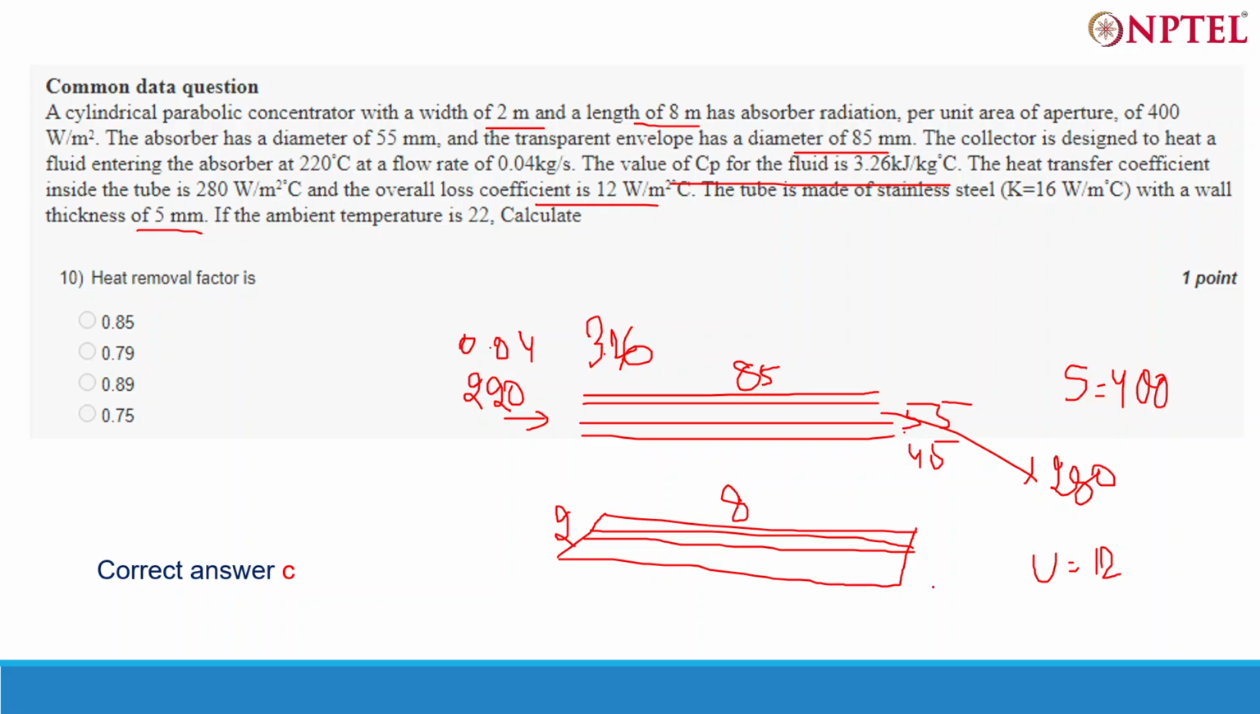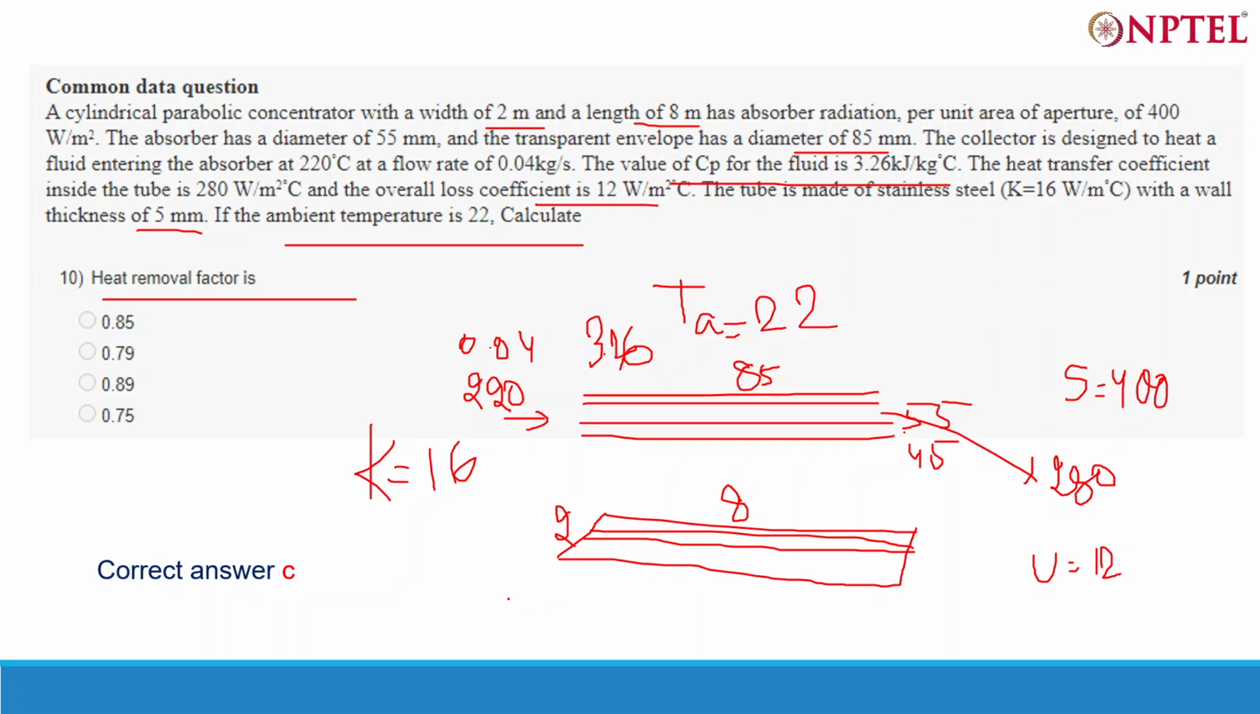The tube is made of stainless steel of thermal conductivity 16, with a wall thickness, and the ambient temperature T_A is 22. Now you need to calculate the heat removal factor. So the heat removal factor is basically F_R. The formula is already given in the slides itself.